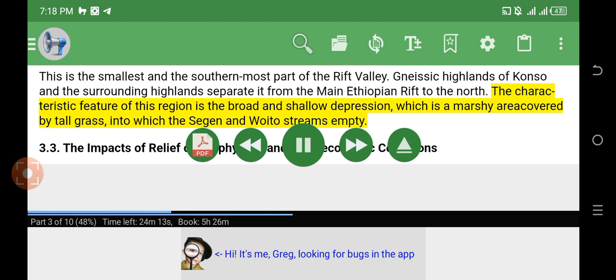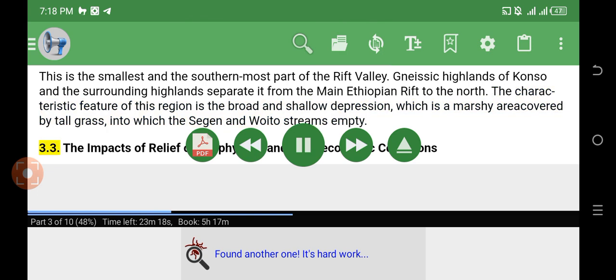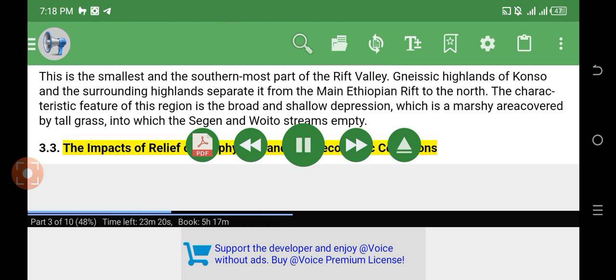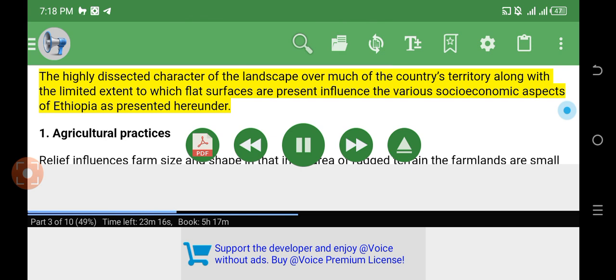3.3. The impacts of relief on biophysical and socio-economic conditions. The highly dissected character of the landscape over much of the country's territory, along with the limited extent to which flat surfaces are present, influences the various socio-economic aspects of Ethiopia, as presented hereunder.